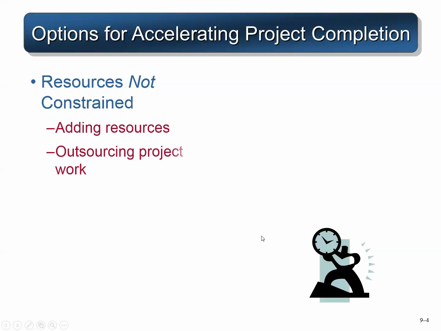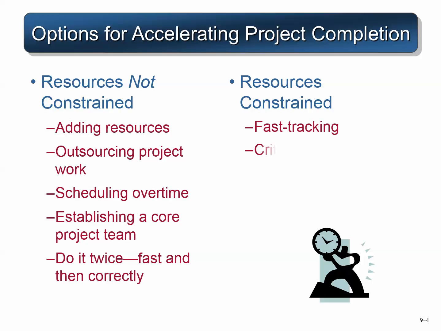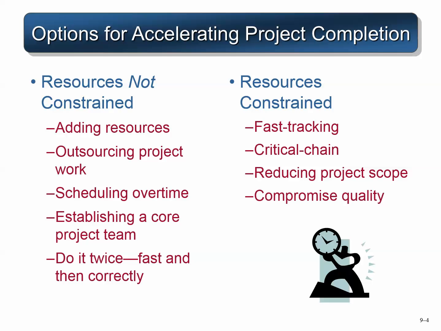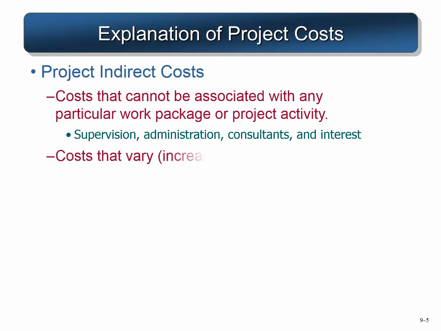Okay, what do you do? You add people, you could maybe schedule overtime, do it twice, fast and correctly, like Microsoft did with Vista. You could also try reducing project scope, which is typically your first choice if you can get away with it. And it also mentions compromising quality. That I also view as a way of reducing scope.